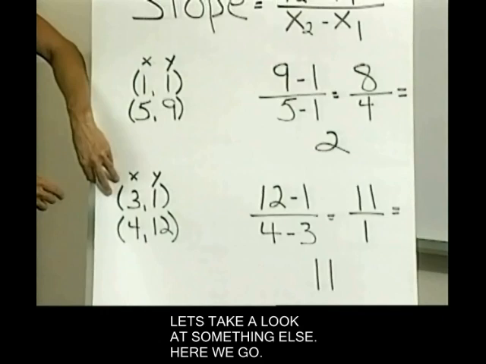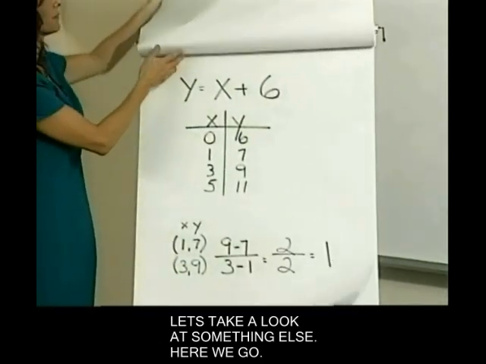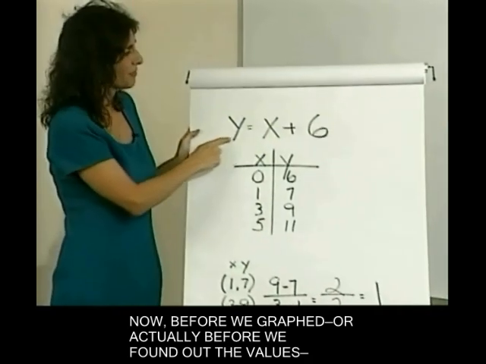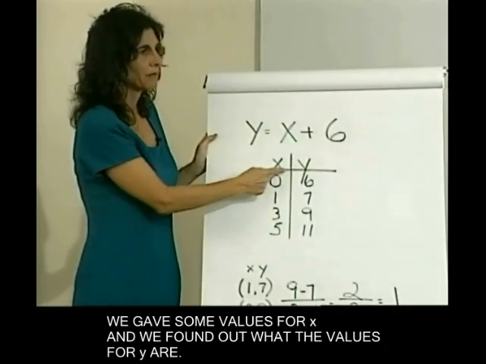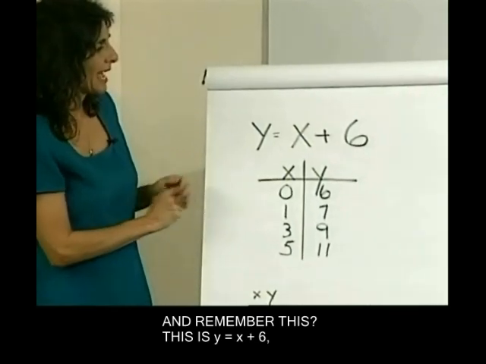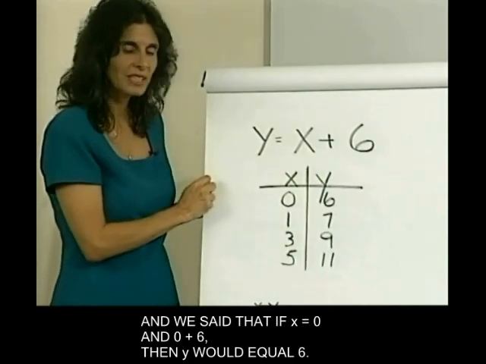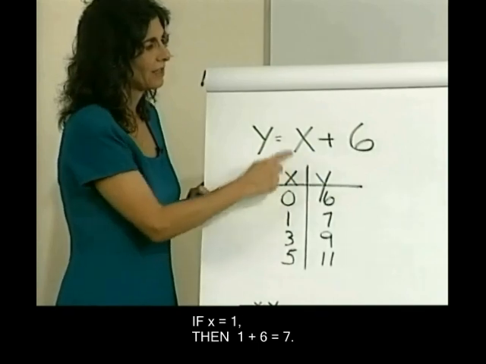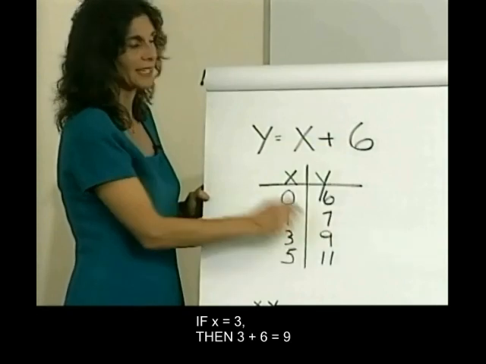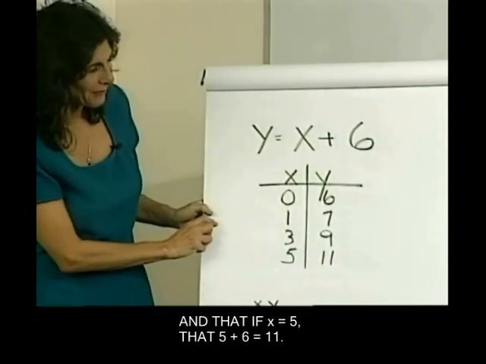Let's take a look at something else. Here we go. Before we graphed, before we found out the values, we gave some values for x, and we found out what the values for y are. Remember this? This is y equals x plus 6. If x equals 0, then 0 plus 6, y would equal 6. If x equals 1, then 1 plus 6 is 7. If x equaled 3, then 3 plus 6 is 9. And if x equaled 5, then 5 plus 6 is 11.